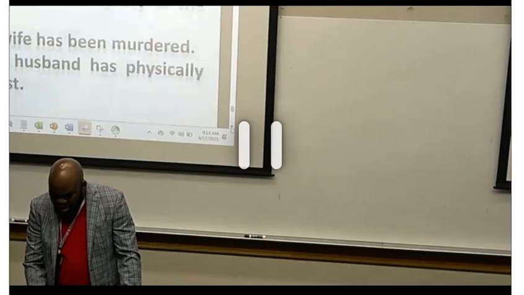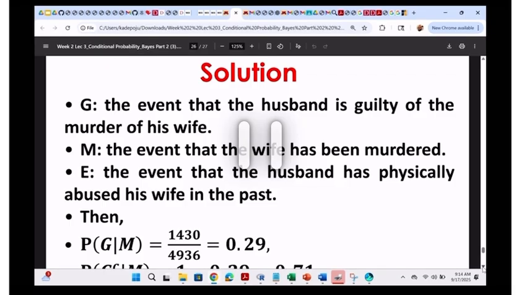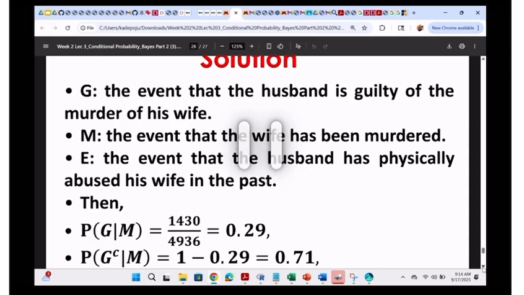Now, I need you to pay attention. Now I'm going to solve this problem. We want to answer a practical question coming from a law court. When you want to do this, we need to start by trying to define some events. I'm going to let G represent the event that the husband is guilty of the murder of his wife. The husband could be guilty or not.